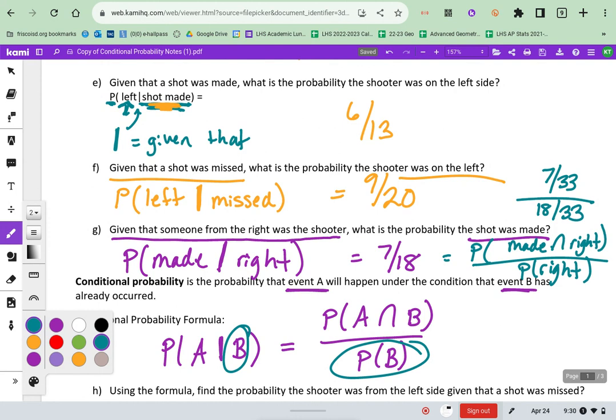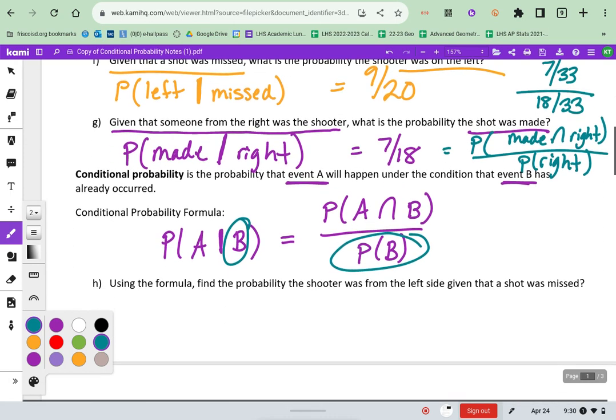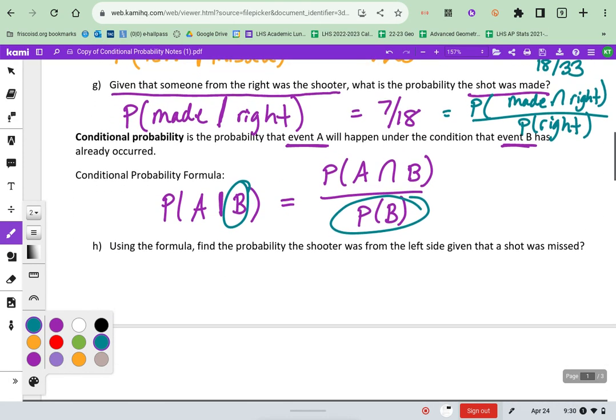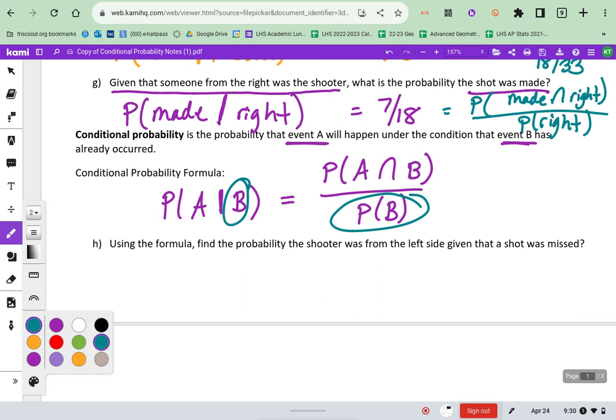So essentially, we've been doing the formula the whole time. It was just easier to use the table instead of the formula. But let's look at some problems where we don't have a table and we're going to have to use the formula. Actually, let's do H first, using the table method.